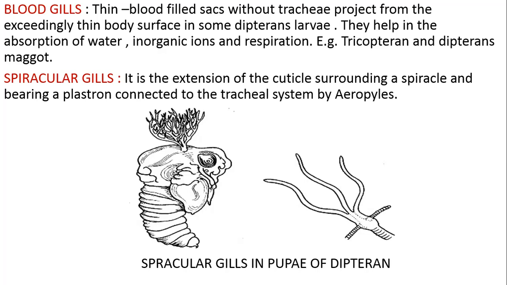Spiracular gills. It is the extension of the cuticle surrounding a spiracle and bearing a plastron connected to the tracheal system by aeropiles.